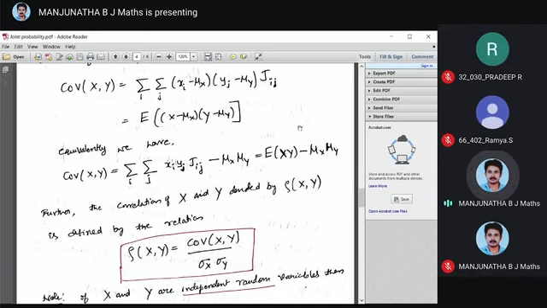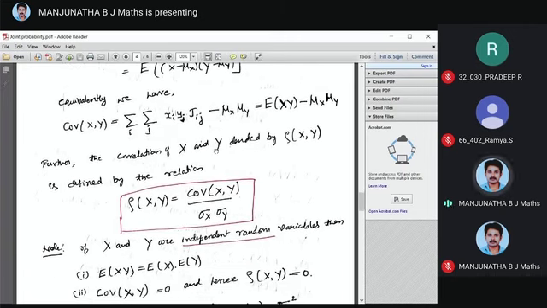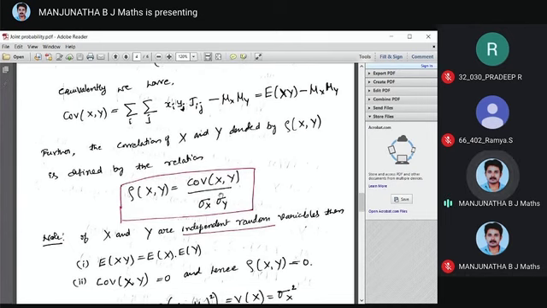That is the formula to compute the covariance of x comma y. I mainly use this result only: covariance equals expectation of xy minus expectation of x into expectation of y. Further, the correlation of x and y is denoted by rho, rho of capital X comma Y. It is defined by the relation rho of x comma y equals covariance of x comma y divided by sigma x into sigma y.